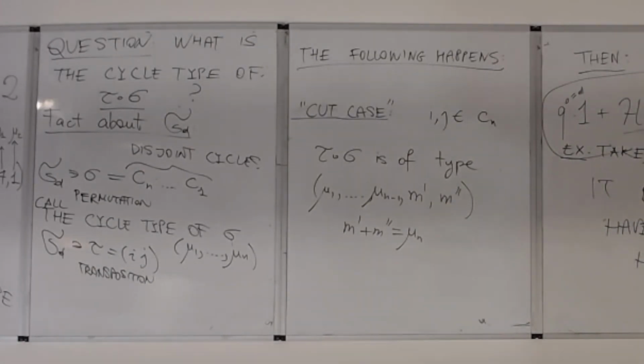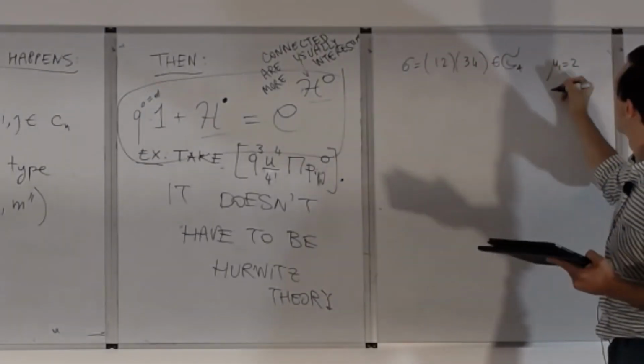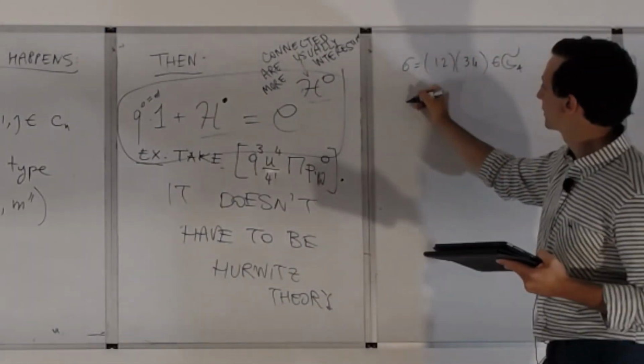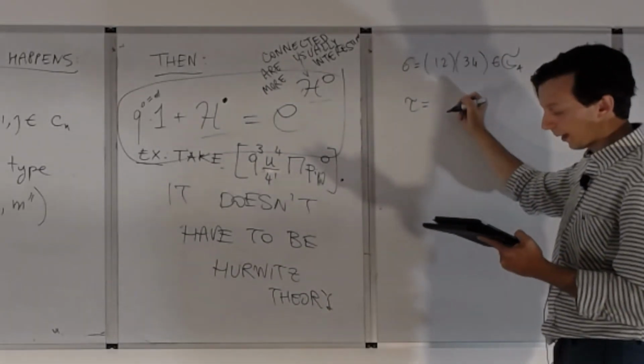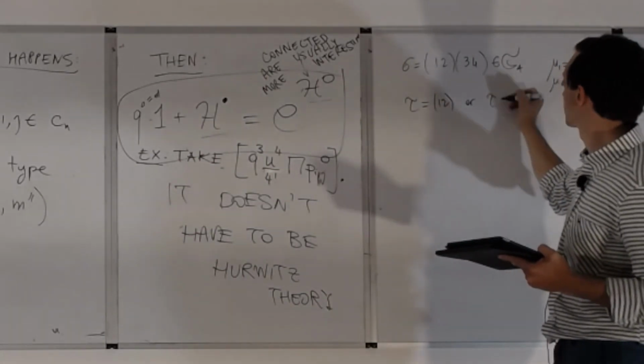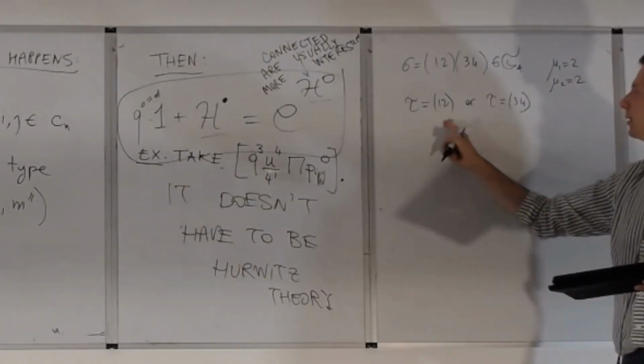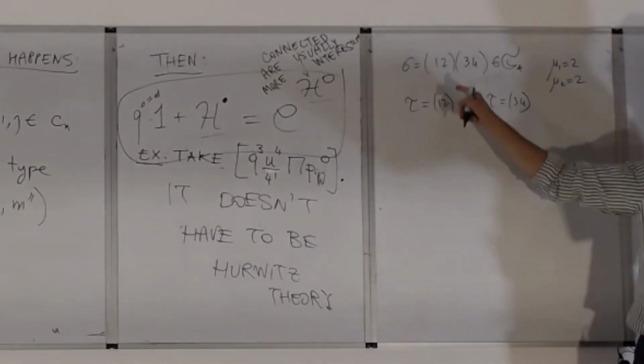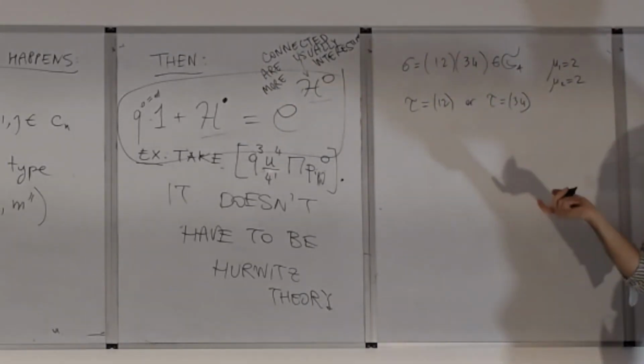Say that this sigma is, for example, (1 2)(3 4) in S4. Its cycle type is mu_1 equal to 2 and mu_2 equal to 2. And then I want to take tau equal to (1 2) or (3 4). Right? So I have to take an i and j such that they are in the same cycle. So I only have these two cases.